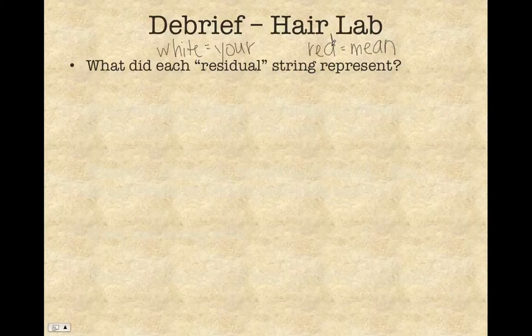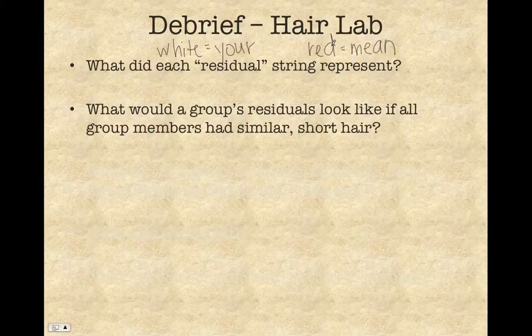If you had a white residual, then that meant that your hair was that much longer than the mean. And if you had a red residual, that meant that your hair was that much shorter than the mean. So I want to ask you, what would a group's residuals look like if everybody in the group had similar short hair? Well, everybody would have really small, if anything, for their residual, right? Because if everybody's hair is similar and short, everybody's white strings are going to be short, the average is going to be short, and when you line them up, you don't have much to cut.